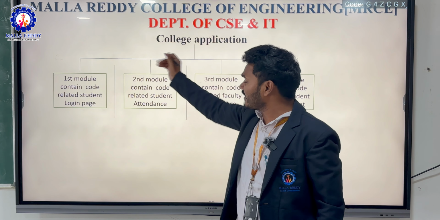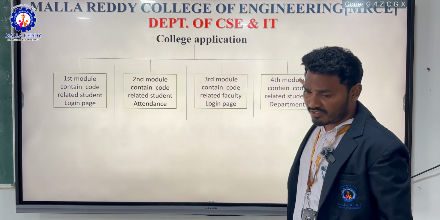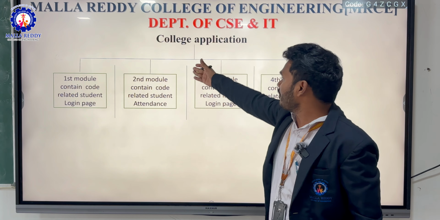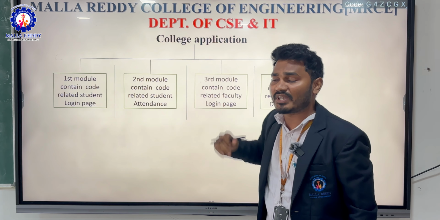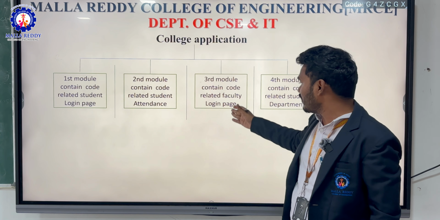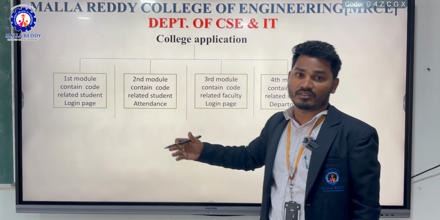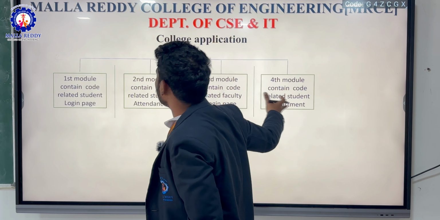For example, I created a college application. The first module contains code related to the login page. The second module contains code related to the student attendance page. The third module contains code related to the faculty login page. The fourth module contains code related to the student department. In total, there are 4 modules.